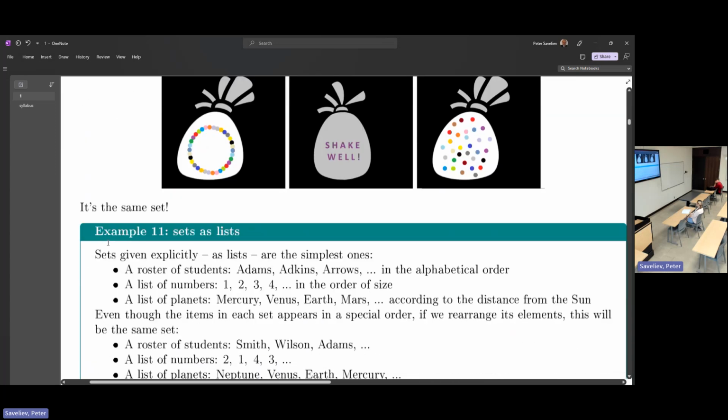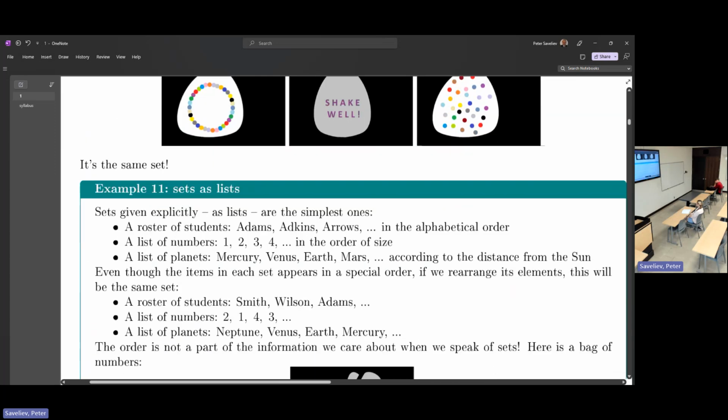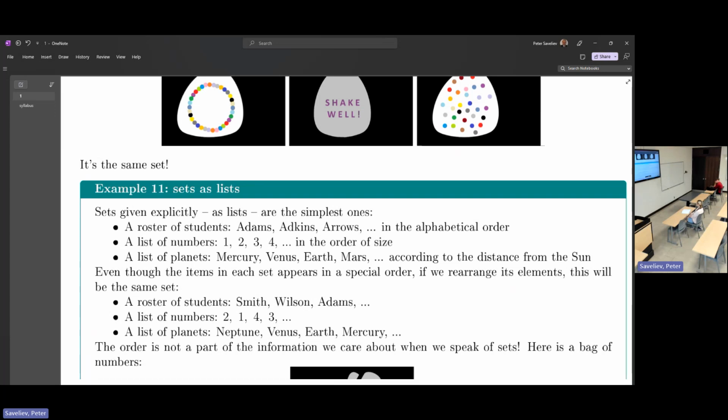For example, if we were to go with lists, as you can see, we start with a list of students, a list of numbers, planets. They come in some kind of natural order, but really, if we rearrange them, it's still the same set. That's the point. These are literally the same set in the first list and the second list, even though they look different. Yeah, question.